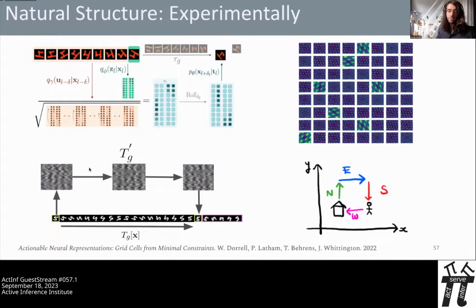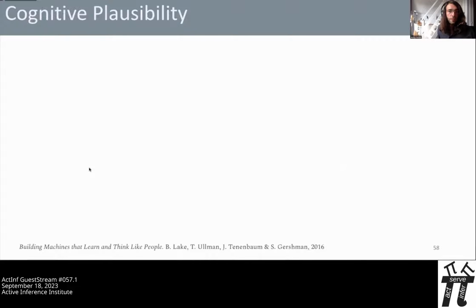By introducing these types of constraints, you get the emergence of grid cell-like representations. So I'd be interested to see how this idea of representational structure can help us explain maybe more of the neuroscientific findings we're finding as well, and how this relates to generative models as a whole. And then finally, I think there's something to be said about cognitive plausibility of these models as well.